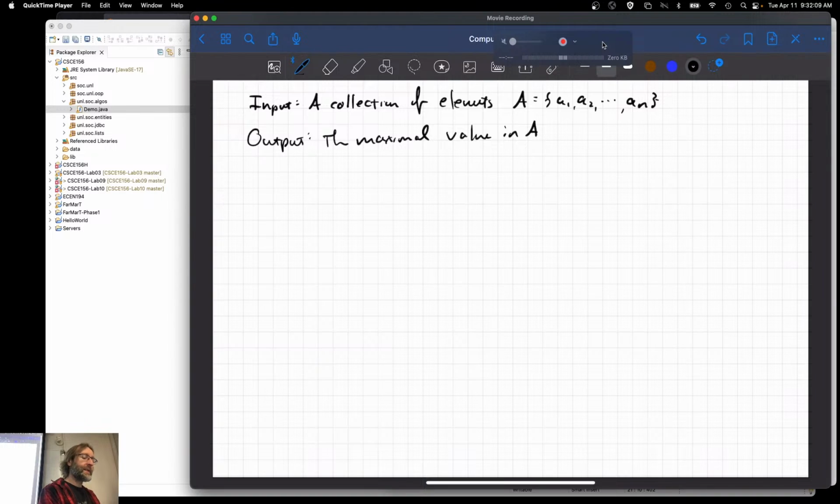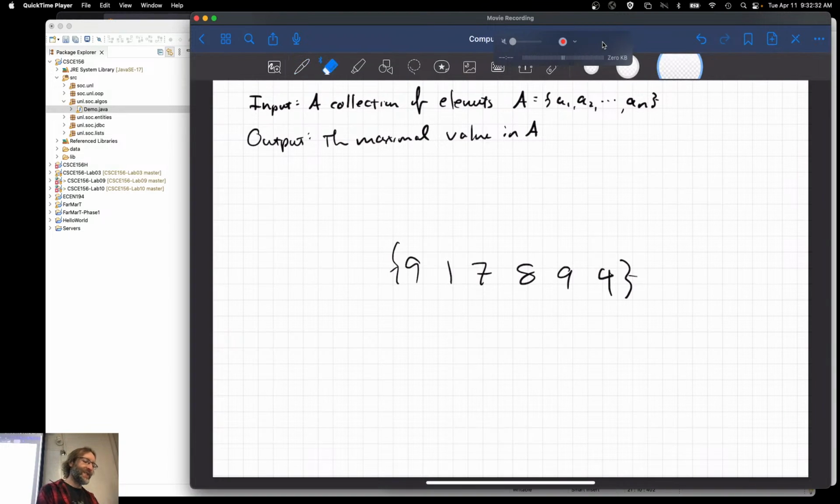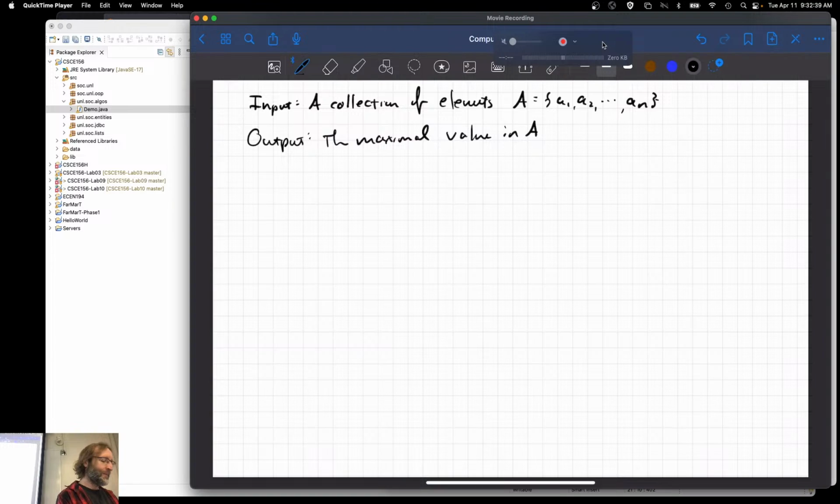Why did I call it maximal instead of maximum? So here's an example. 1, 7, 8, 9, 9, 4. There we go. What's the maximum value there? Technically nothing. 9 is maximal. Why? Because there are 2 of them, right? So, who cares about that, right? That little definition. That's why I'm saying it's maximal, okay?